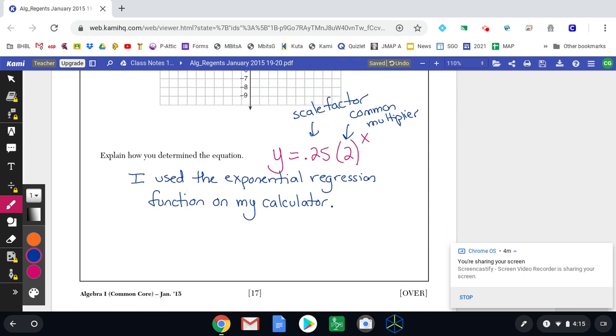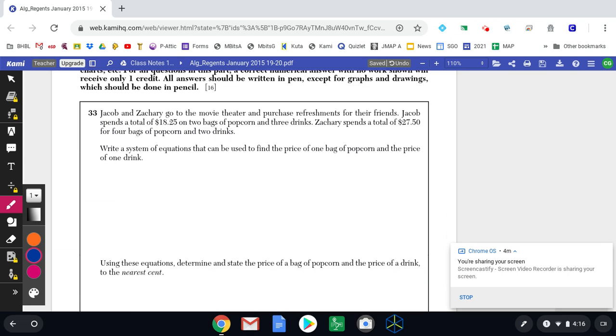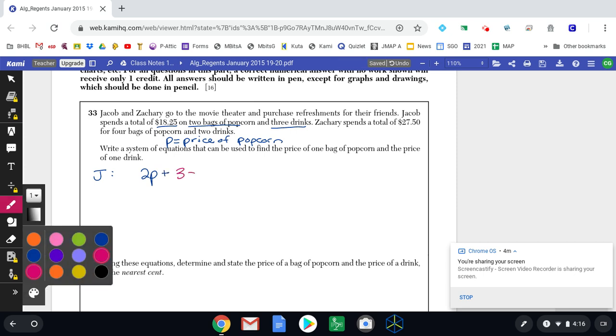Moving on to question 33. Jacob and Zachary go to a movie theater. They purchase refreshments from their drink. Jacob spends a total of $18.25 on 2 bags of popcorn and 3 drinks. So Jacob is going to be spending 2 bags of popcorn. So we'll let P equal my price of popcorn. And 3 drinks. So we'll let D equal the price of my drink.